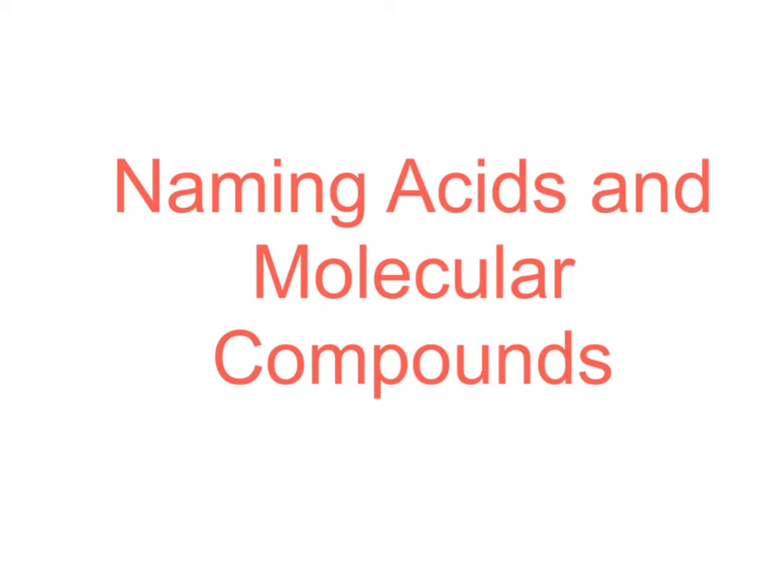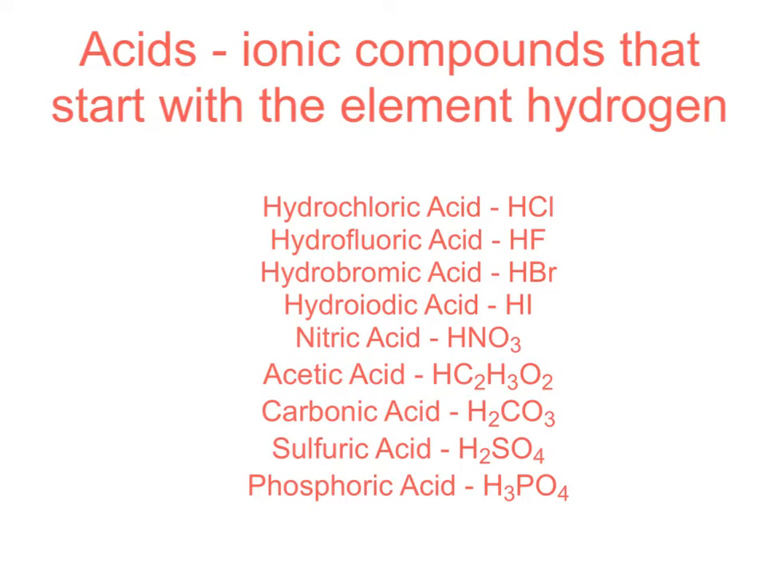In this screencast, we will finish our unit on nomenclature by looking at how we name acids, as well as molecular or covalent compounds. Acids are ionic compounds that begin with the element hydrogen. Be aware that there are some molecular compounds that also begin with the element hydrogen, like water or H2O.